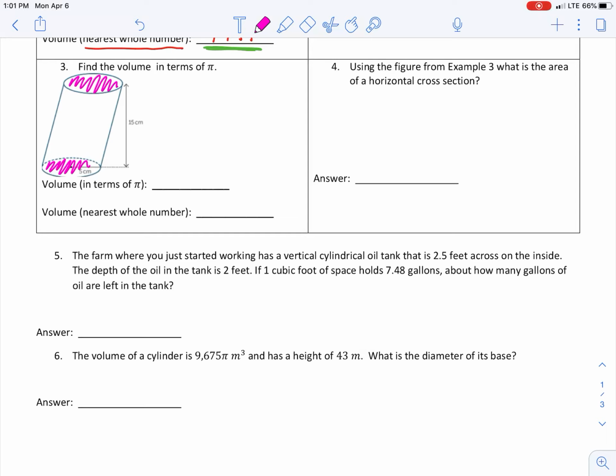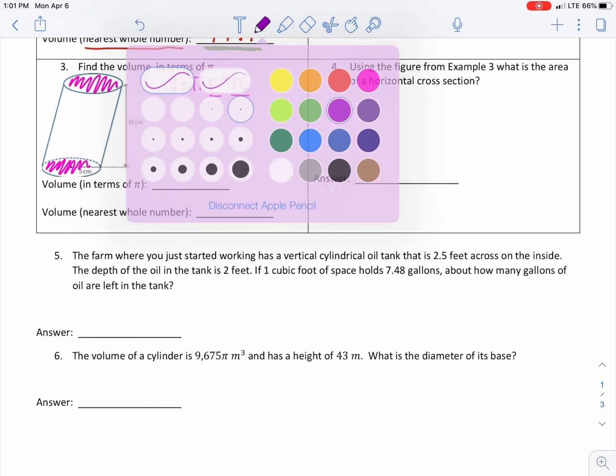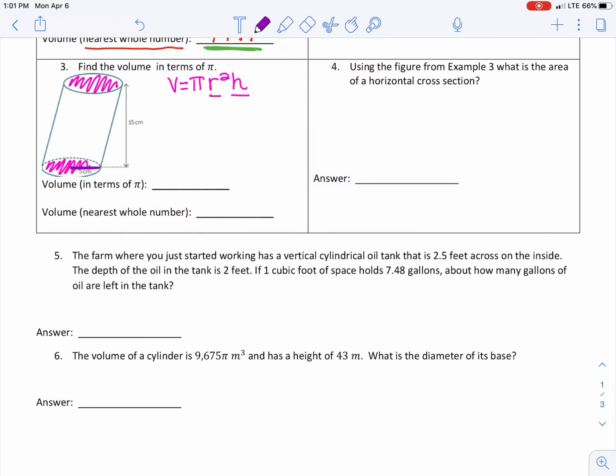So let's go ahead and look for what we need. We know the volume of a cylinder is pi r squared times your height. Okay, so we need the radius and we need the height. So if you look down here, we have a radius right here, and it's telling us that that's 5. And we have a height of 15. So let's go ahead and plug those numbers in. So we're going to say volume equals pi times our radius of 5, and square that number, times our height, which is 15.